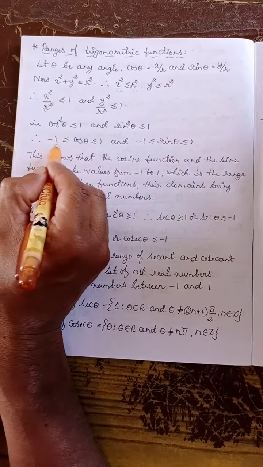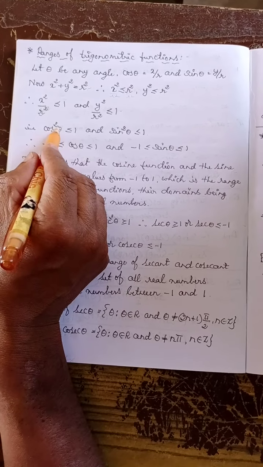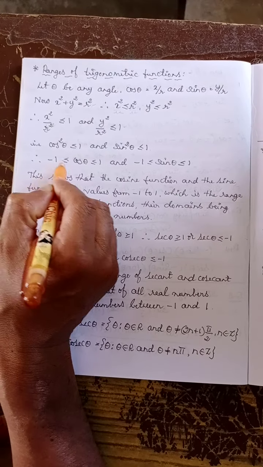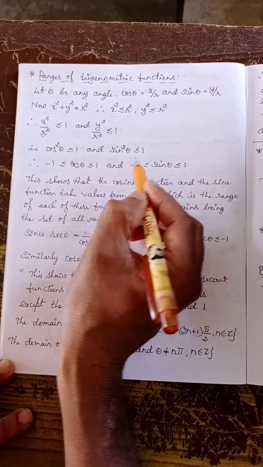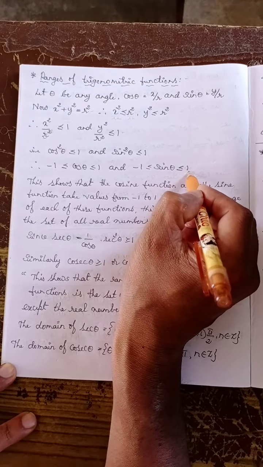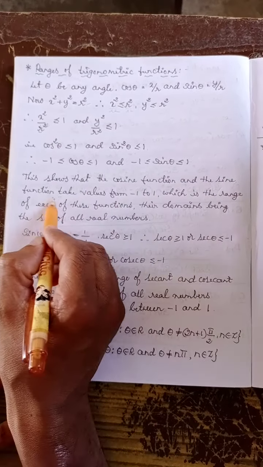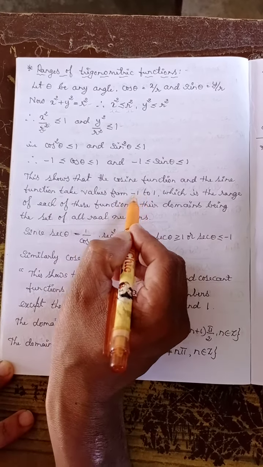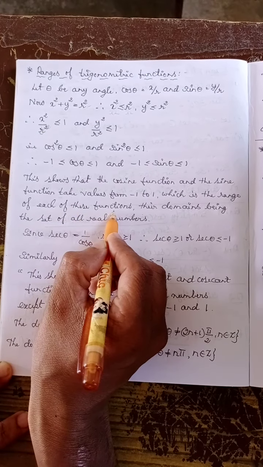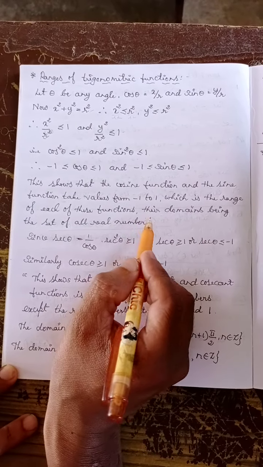That means cos theta, whenever we take it, is between plus or minus 1. Cos theta is greater than or equal to minus 1, but less than or equal to 1. And sin theta is greater than or equal to minus 1 and less than or equal to 1. Therefore, this shows that the cosine function and the sine function take values from minus 1 to 1 only, which is the range of each of these trigonometric functions. Their domains are the set of all real numbers.